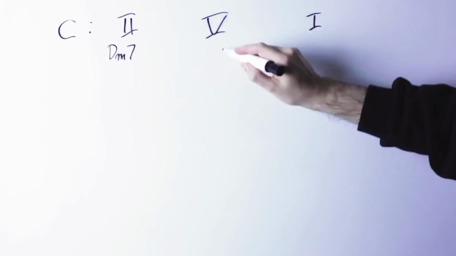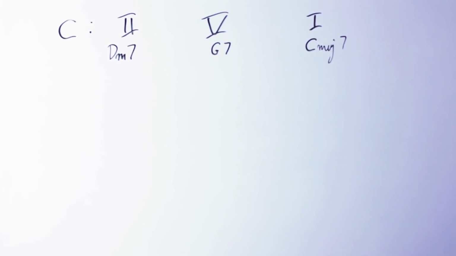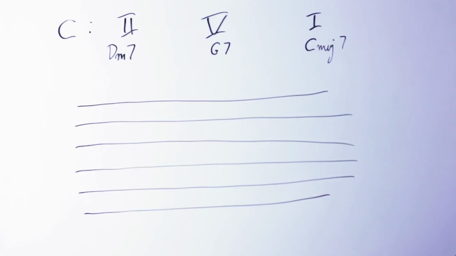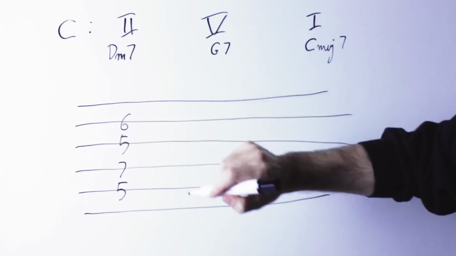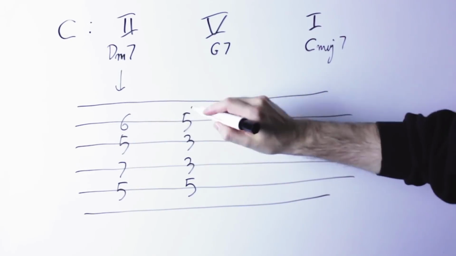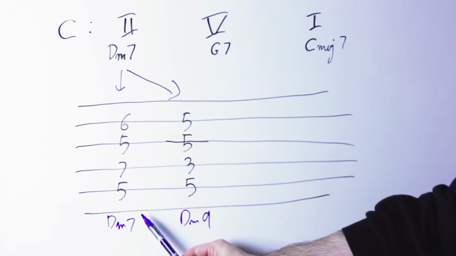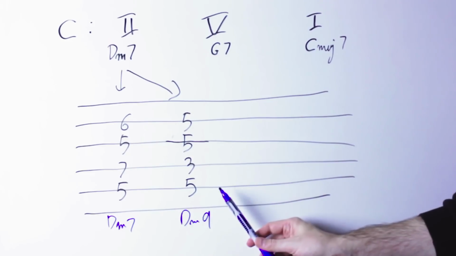Let's say we are playing a 2-5-1 chord progression in C major. Now the chords will be D minor 7, G7, and then C major 7th. And we can play them in a few different ways on our guitar. Whenever I play D minor 7, I will play one of those two voicings, either this one or the D minor 9 voicing.